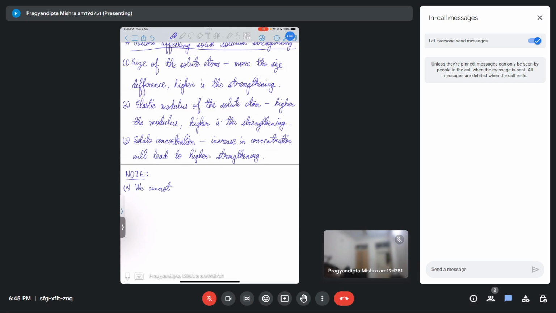We cannot keep adding solute in the solvent, as there is some solubility limit, after which it starts forming a second phase.